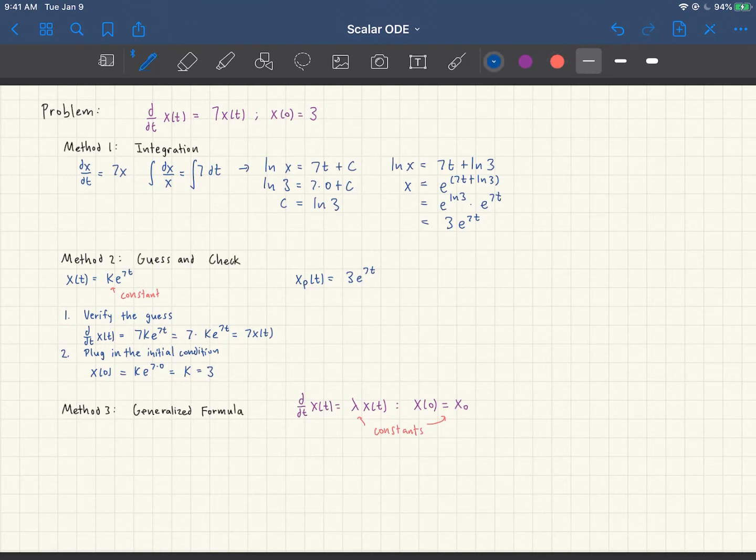So we should take the idea we know from guess and check, where we know that x of t is equal to k e to the lambda t. We can again take the derivative and verify that the guess indeed works. I'm not actually going to do that. And then we plug in x sub 0 is equal to k, which is equal to x sub 0. So we should now get the general form xp of t, and by p I mean particular, is equal to x sub 0 e to the lambda t.